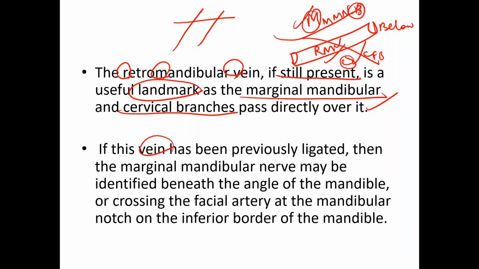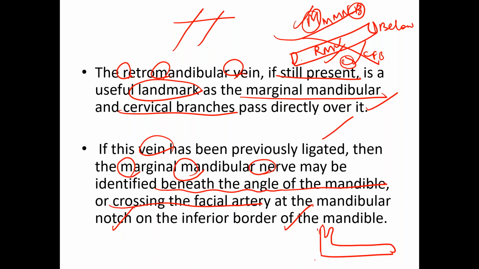If the vein was already damaged in the previous surgery, where do you identify the marginal mandibular nerve? They will be asking you. The marginal mandibular nerve is identified beneath the angle of the mandible, or crossing the facial artery at the mandibular notch in the inferior part of the mandible. If this is the mandible, this is the coronoid process, this is the condyloid process, and this part is the angle of the mandible. So you say TZ BMC, the M is coming below the angle of the mandible.